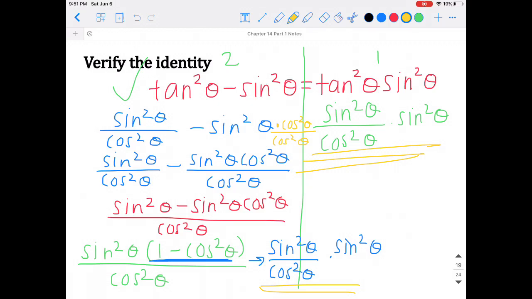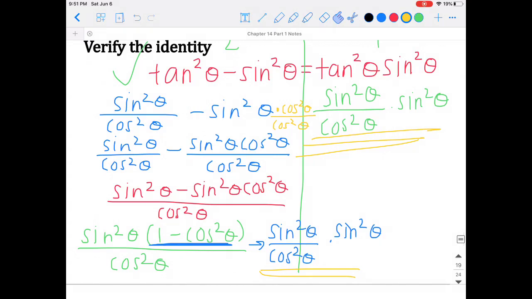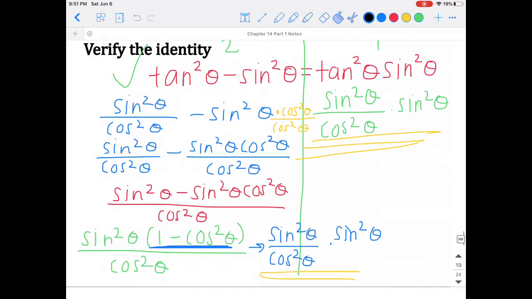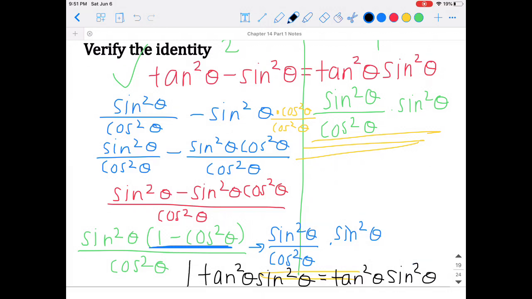So for our final step, which I'll move a little bit down so we can see, we're going to rewrite the left side as tangent squared theta sine squared theta is equal to tangent squared theta sine squared theta. And that is our final step. Because the left and the right side of our equal signs are exactly the same, we have verified that these identities are equal. And I know this one was a long one.